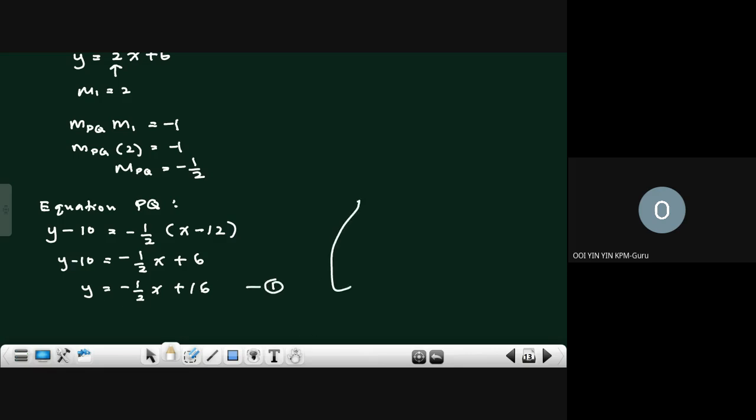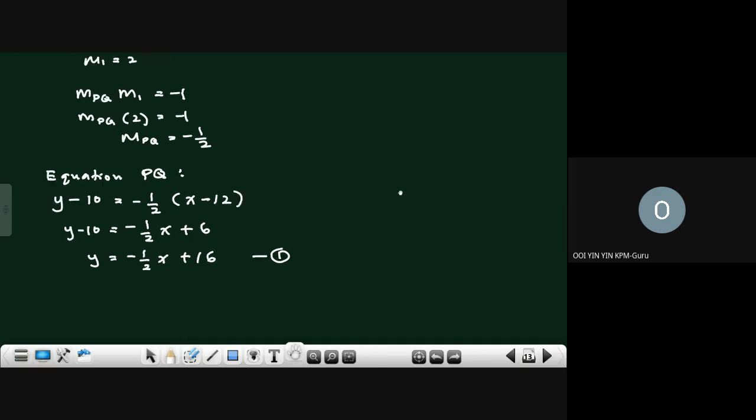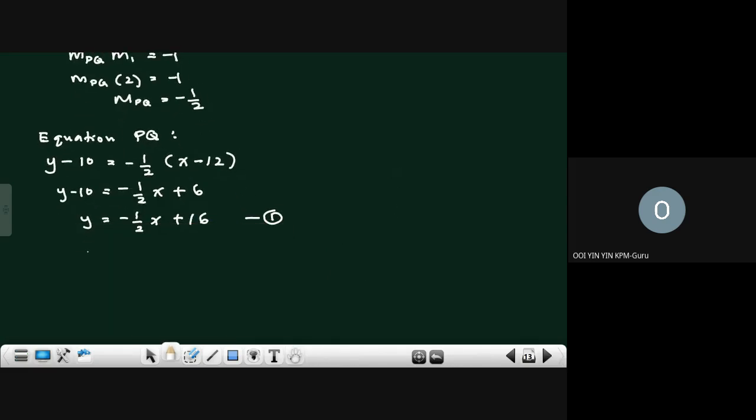And then where is the other equation? The other equation is the one that is already given in your question, that is y equals to 2x plus 6. This is your equation 2. So you see, since both are already written in the form of y equals, we can write y equals y, because both are the same. So we can write -1/2x plus 16 equals to 2x plus 6.